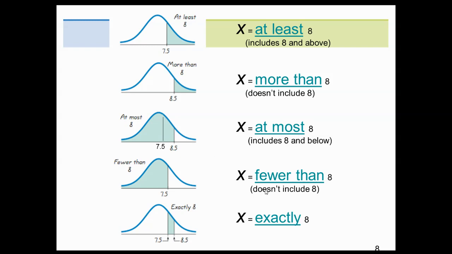All right, fewer than 8 does not include 8. That's why I'm starting at 7.5 and going to my left. If I started at 8.5 right here, I would have included the 8. Exactly 8, these are the easiest ones. Exactly 8 would be between 7.5 and 8.5. Those are the straightforward ones.